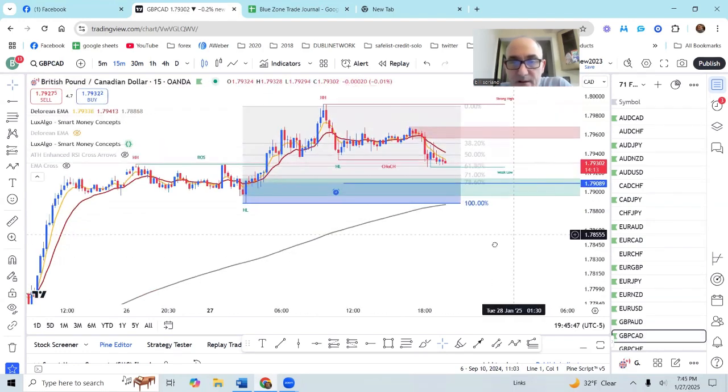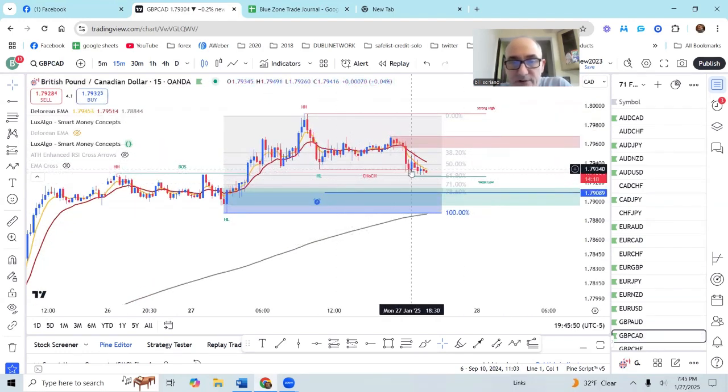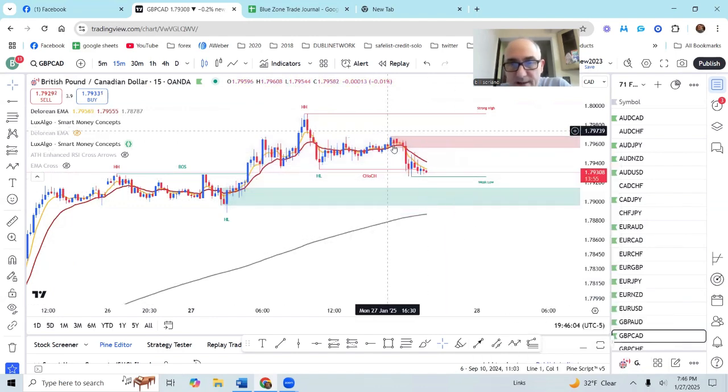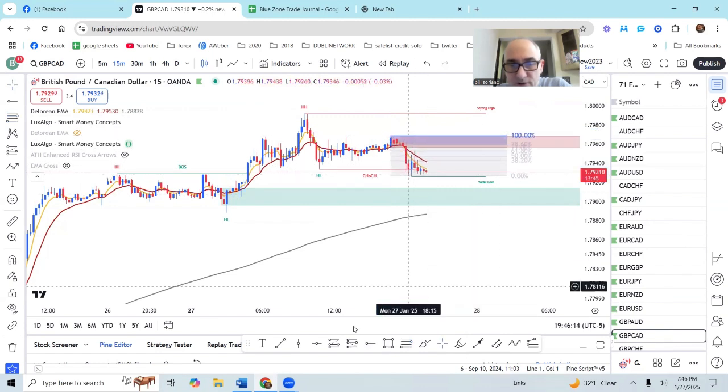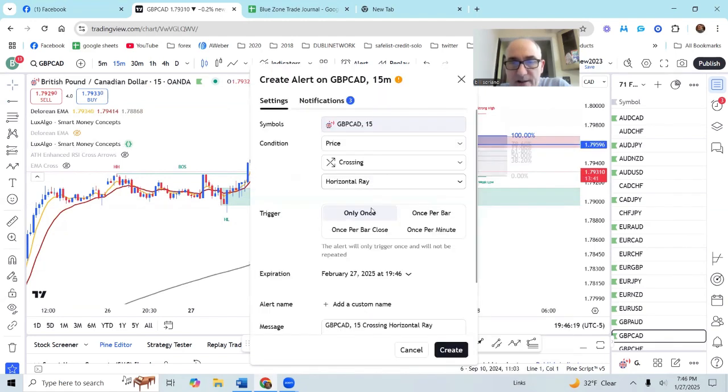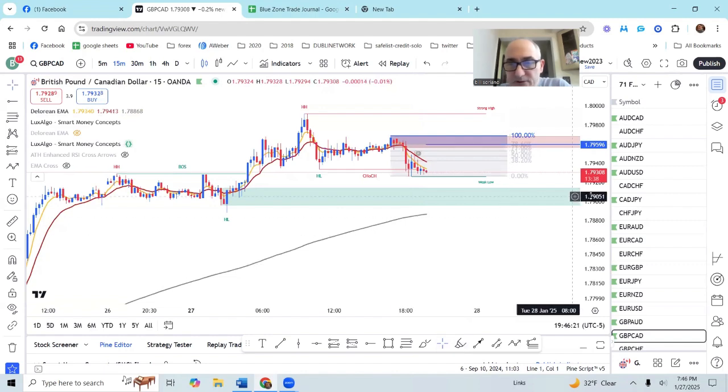GBP/CAD. Okay, so now we have a new change of character here, right? So price is now turned bearish on us, right? So we had this blue zone right here for a long position. So we're going to remove these drawings now, and we have this new order block area here. So we're going to draw our fib from that high to that low. This is a kind of a small zone, and we're going to see if we can get price to come back to here and give us an opportunity to take a short position in the market.